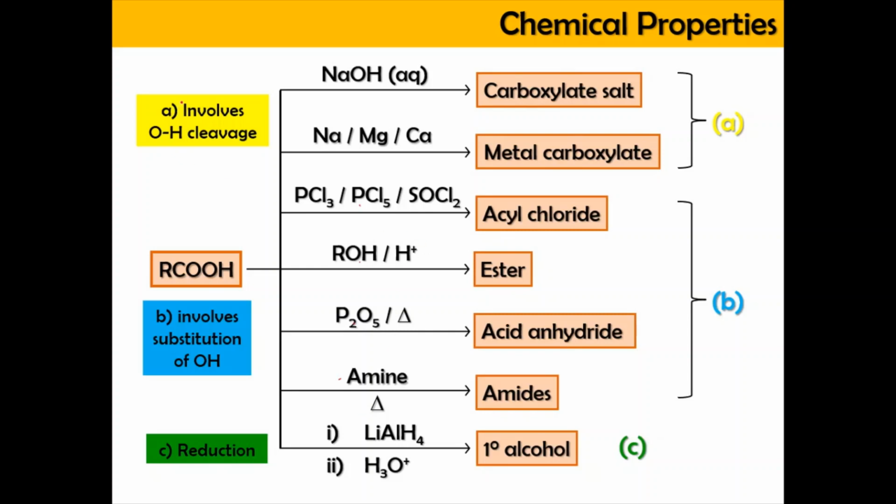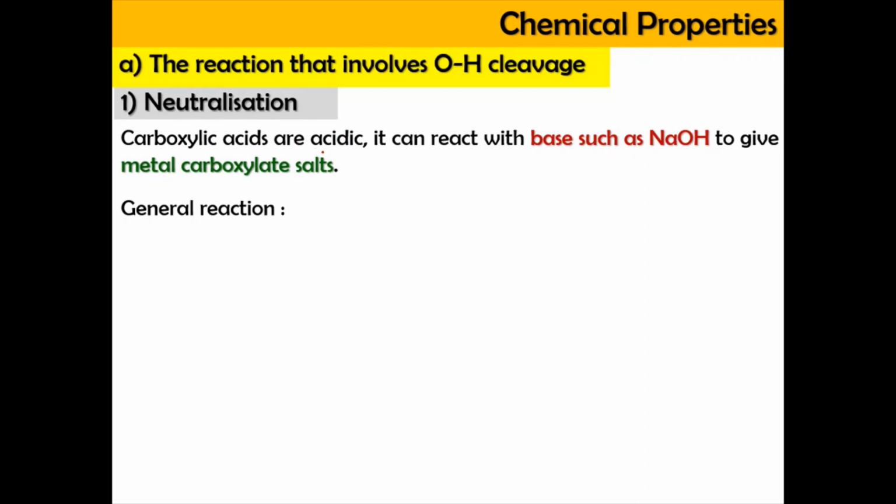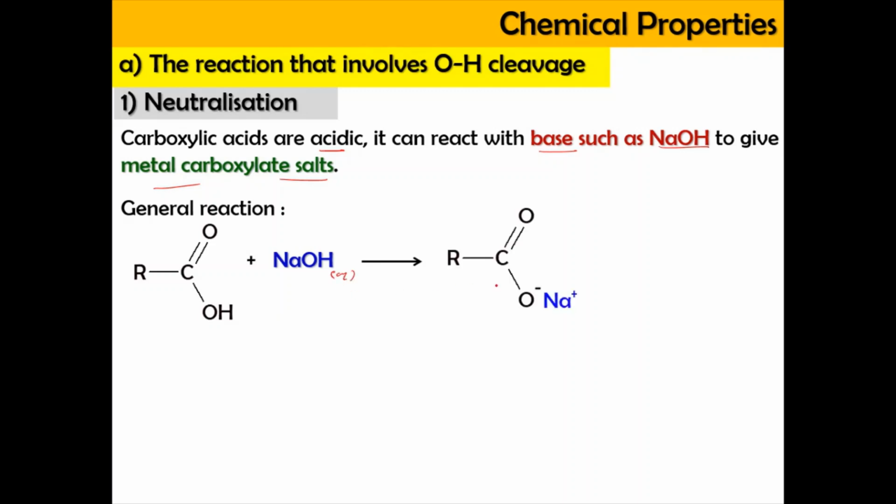Okay, so now let us look into the A part first. So the reaction that involves the OH cleavage is the neutralization reaction. So carboxylic acids are basically acidic, and they can react with a base such as the sodium hydroxide to give metal carboxylate salt. So let's say if we have a carboxylic acid reacting with the aqueous sodium hydroxide, what we're going to produce is a carboxylate ion with a negative charge here. And the metal, which is the sodium, is going to be close by to the negative charge. And we are going to get a byproduct of water.